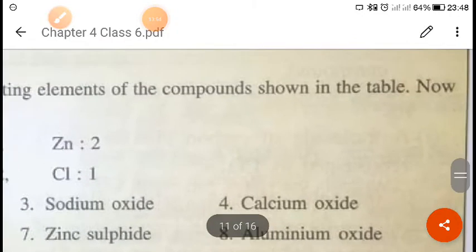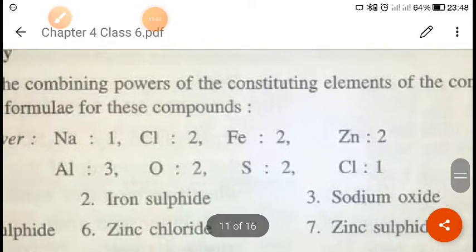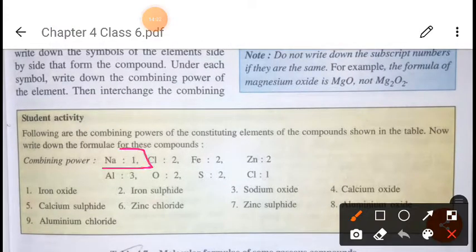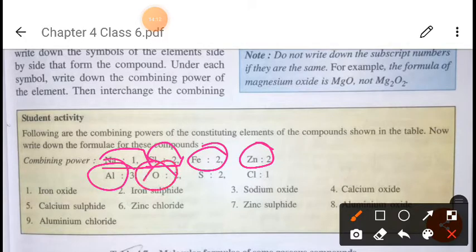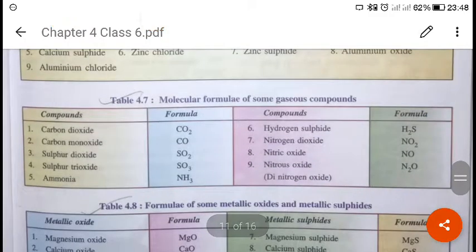First of all, I will give you some examples. As you can see here, the combining powers of different elements are given. For sodium it is given 1, for chlorine 2, iron 2, zinc 2, aluminum 3, oxygen 2, sulfur 2, chlorine 1, right? And always remember that this combining power will vary from compound to compound, okay? So as you can see, some examples are given.